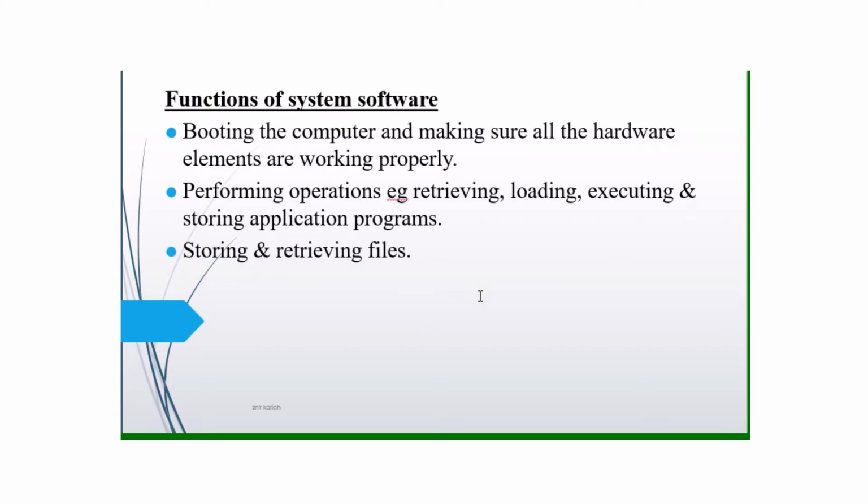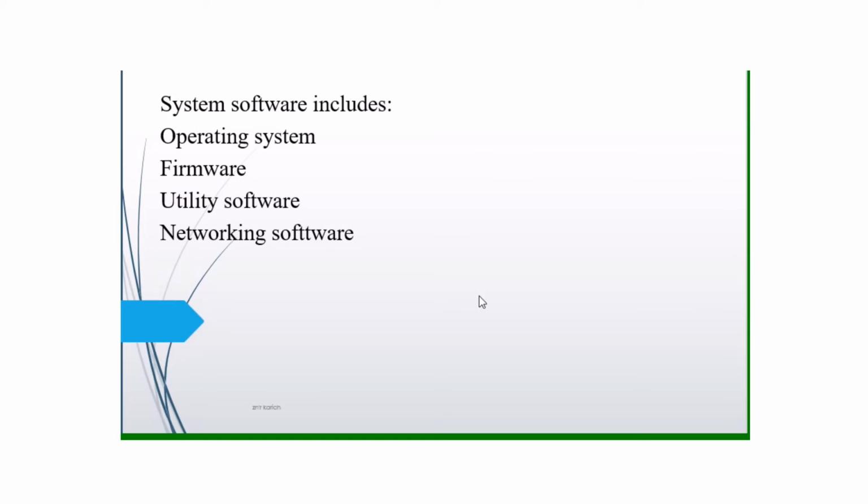And the functions of the system software: they enable the booting of the computer and make sure all the hardware elements are working properly. They also perform operations such as retrieving, loading, executing, and storing application programs, and they are also used for storing and retrieving files. System software includes the operating system, firmware, utility software, and the networking software. So these are the subdivisions of system software: the operating system, the firmware, the utility software, and the networking software.